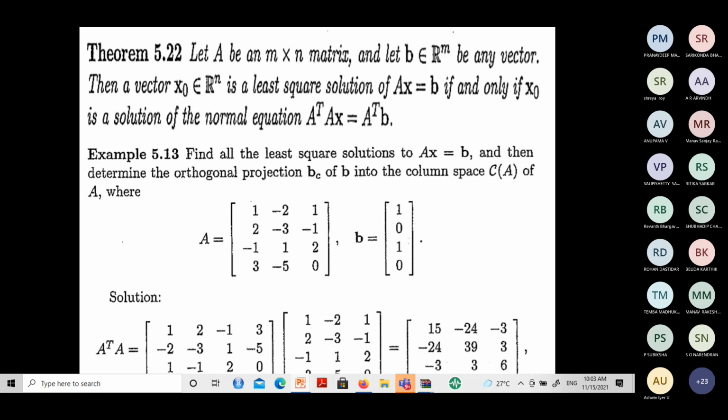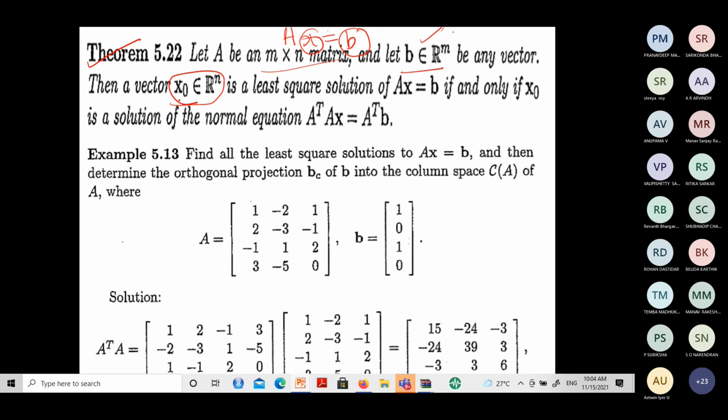So for that I'm making use of this theorem. Let A be an m by n matrix. Let B belong to R power n, any vector, and any vector x belonging to R power n. What is the meaning? I am in search of a solution to this. A is an m by n matrix, B is an element of R power n. I want to find x.